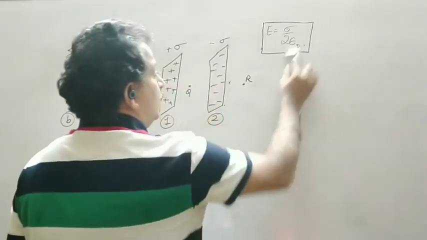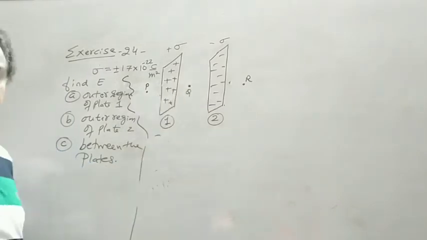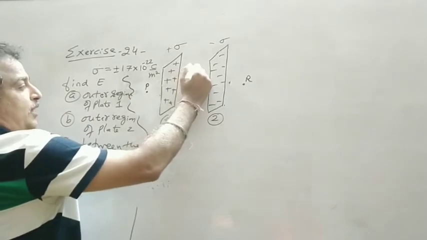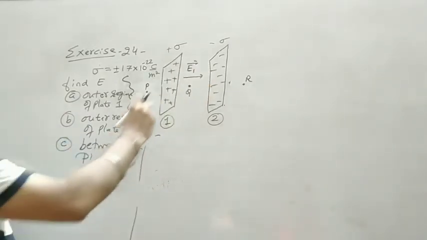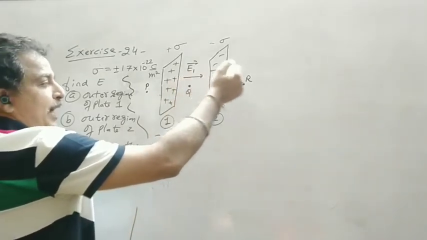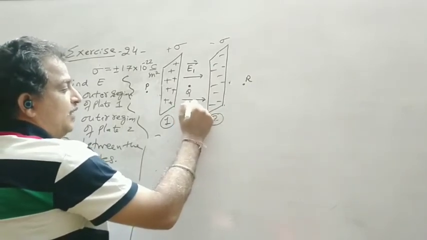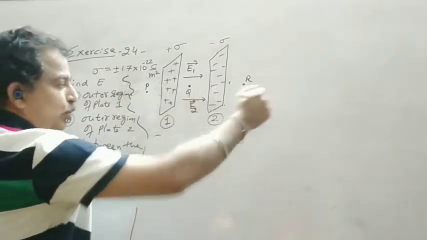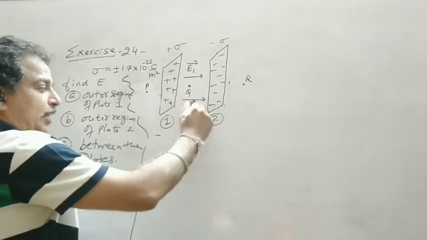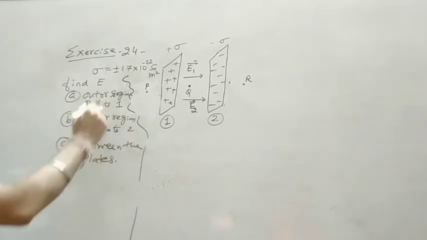So let us see the direction. If I keep a test charge here, the electric field intensity due to this positively charged plate, E1, is along the x-axis, and the same test charge will be attracted towards the other plate. So the direction of electric field intensity due to plate 2 is also along the x-axis. So at point Q, both E1 and E2 are in the same direction. So for the first two portions, the answer is 0.